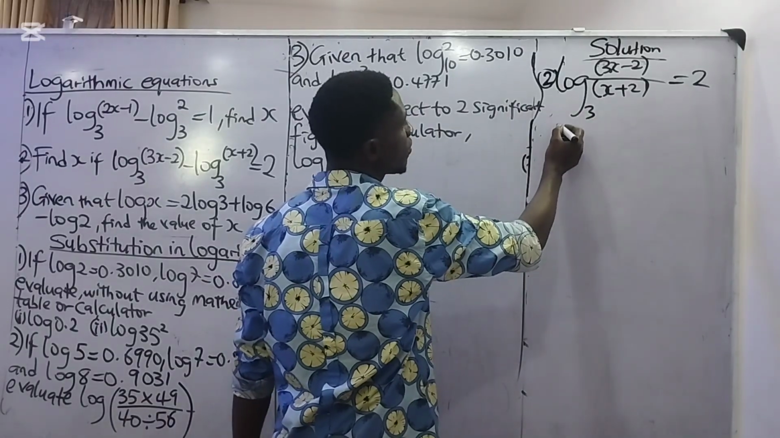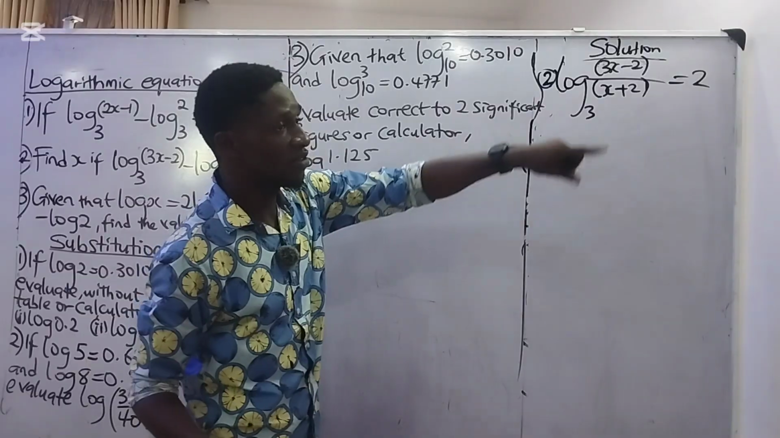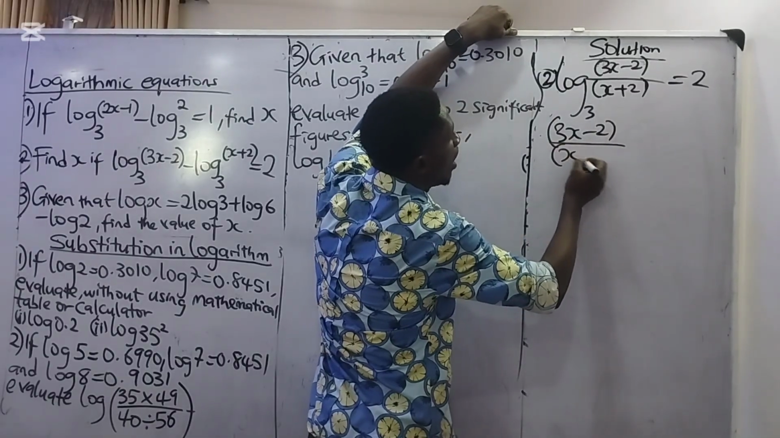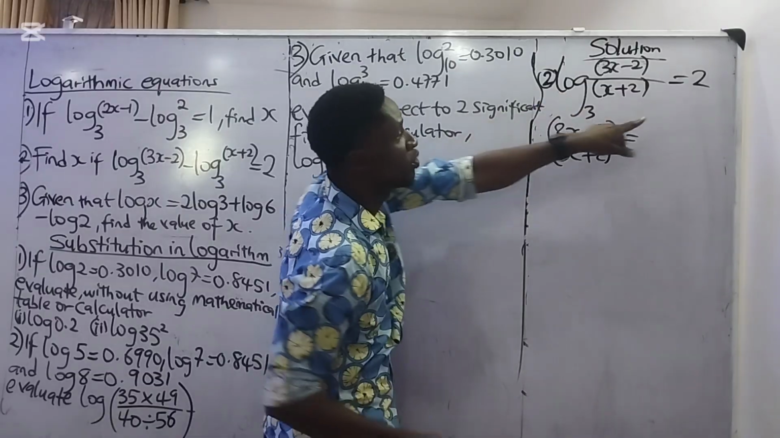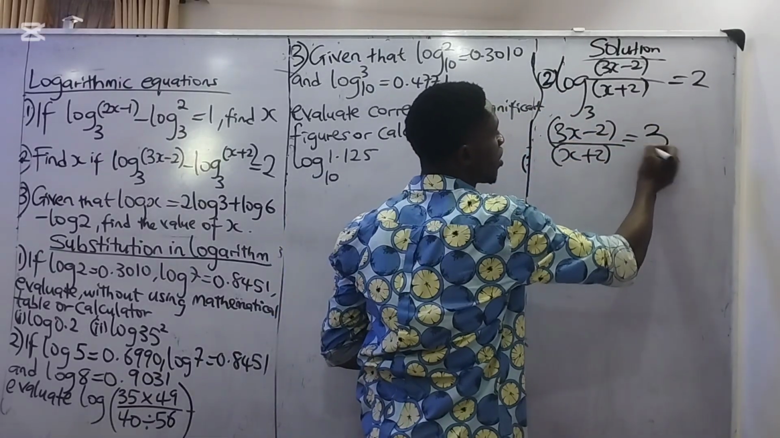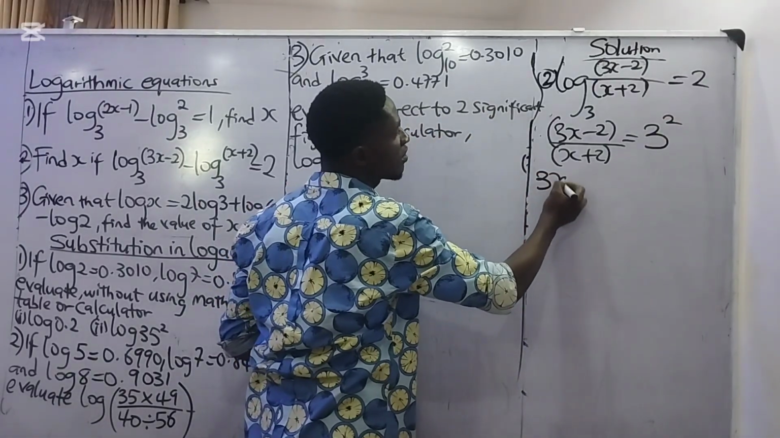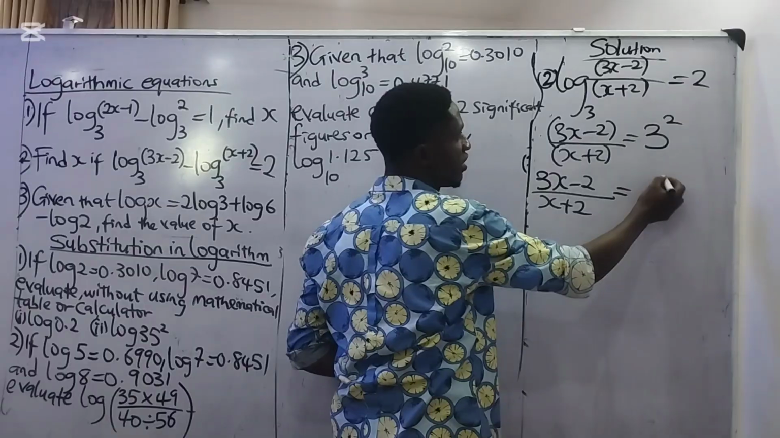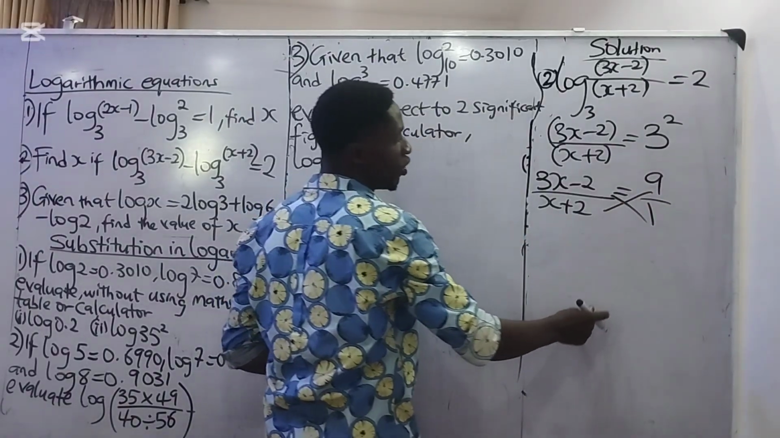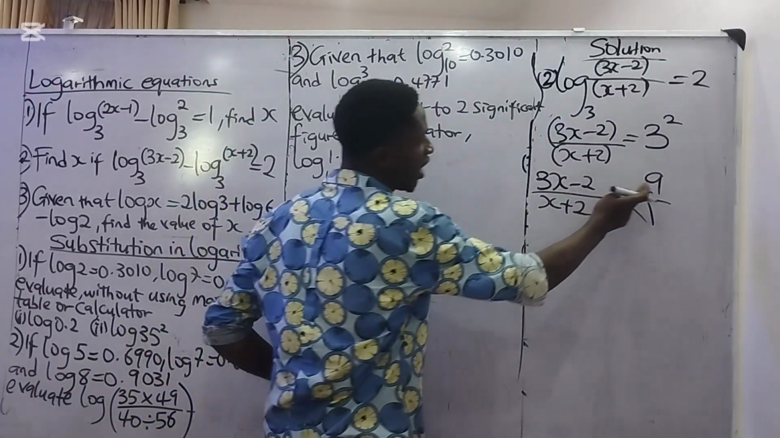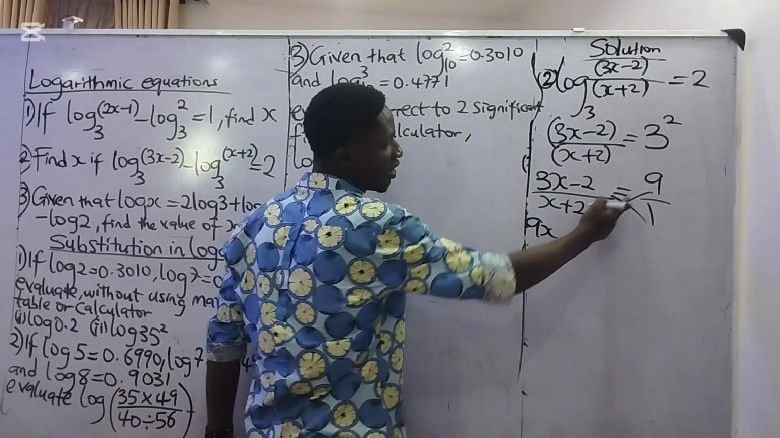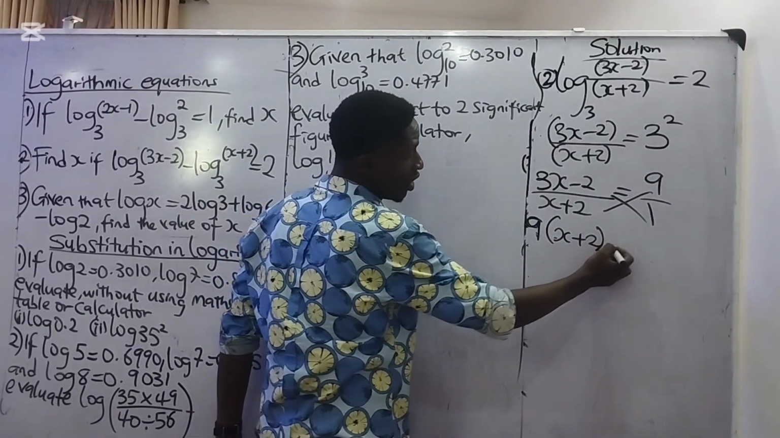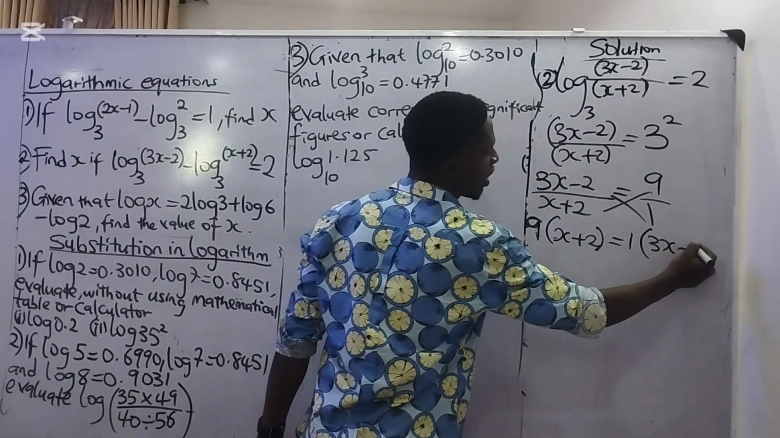So going by this, from what I just said, we have 3x minus 2 all over x plus 2 is equal to the base raised to the power of any number that is here, which is 3 raised to the power of 2. So we have 3x minus 2 over x plus 2 is equal to 3 raised to the power of 2, is 9. We cross multiply. Let me try to do it like this: 9 brackets x plus 2 is equal to 1 bracket 3x minus 2.